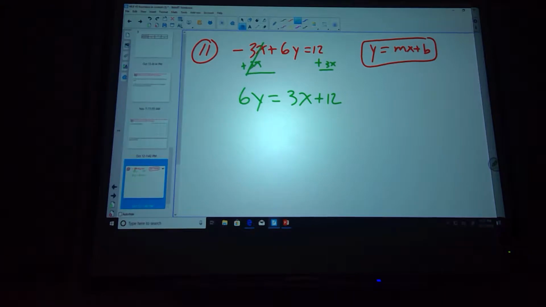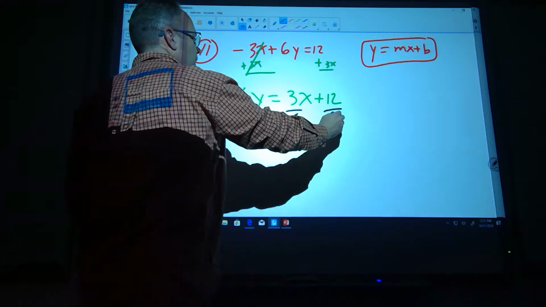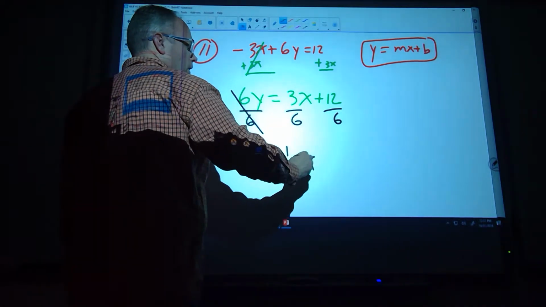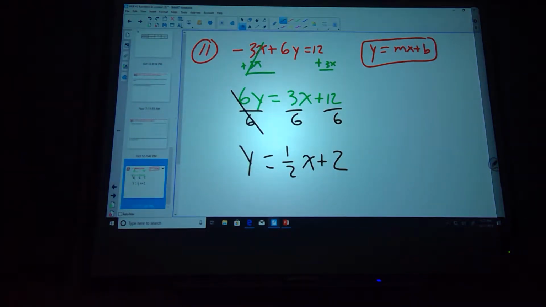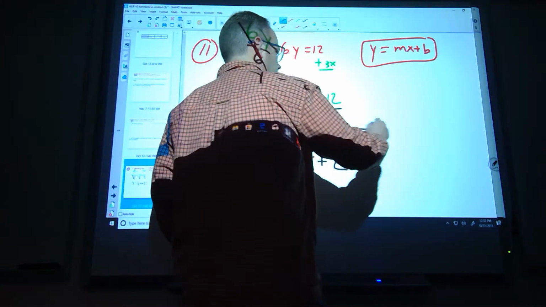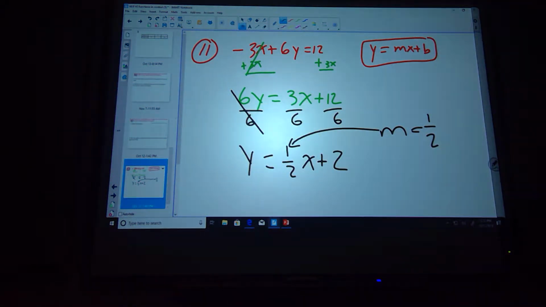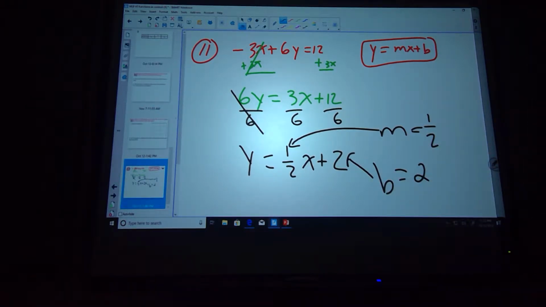How are 6 and y being held together right now? Multiplication. What undoes multiplication? Division. Good. Those cancel. I can reduce. We get 1/2x plus 2. What's the slope look like? Remember, the slope's attached to the x, so what's my slope? 1/2. Good. So that's my slope. What's my y-intercept? 2. That's b. Done.